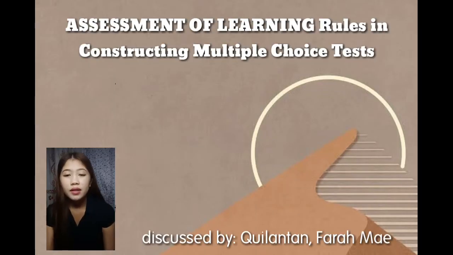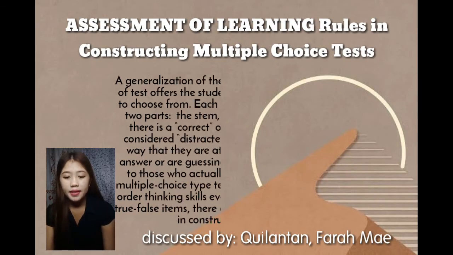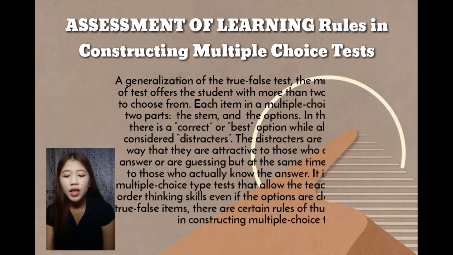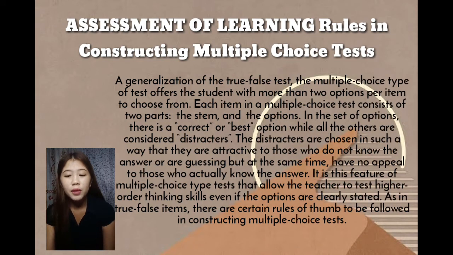Rules in constructing a multiple choice test. It is a generalization of the true-false test. The multiple choice type of test offers the student more than two options per item to choose from. Each item in a multiple choice test consists of two parts, the stem and the options.